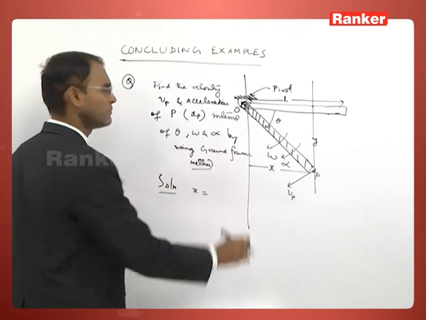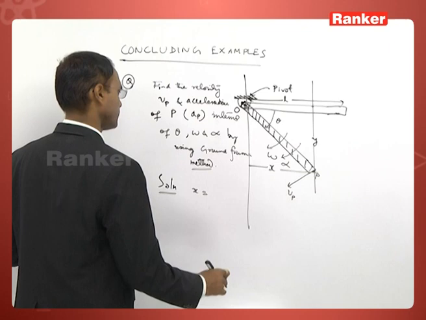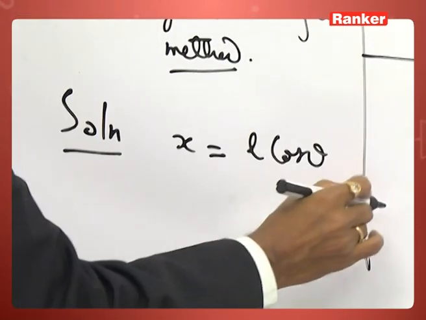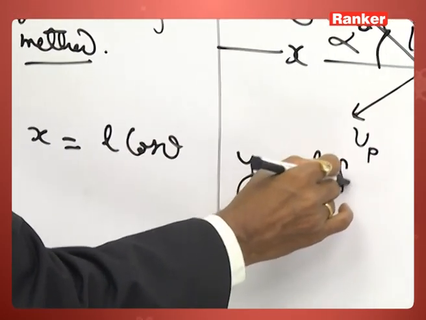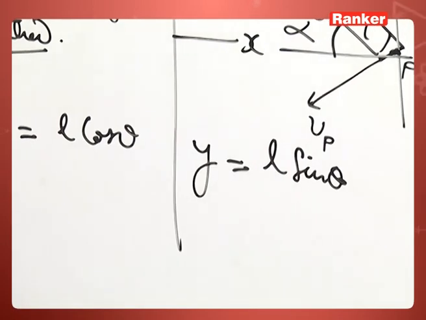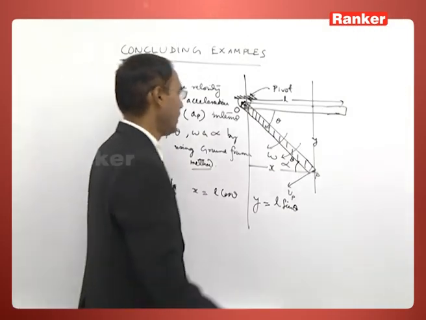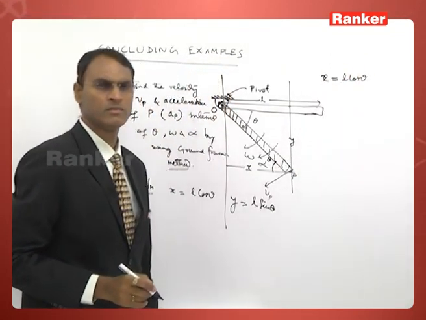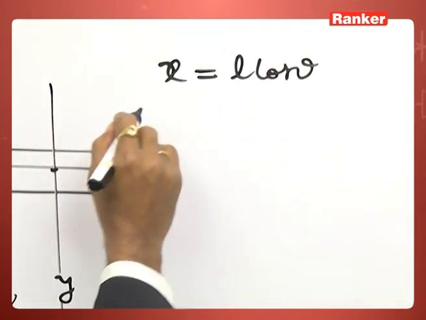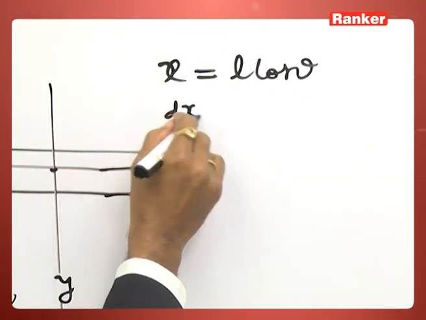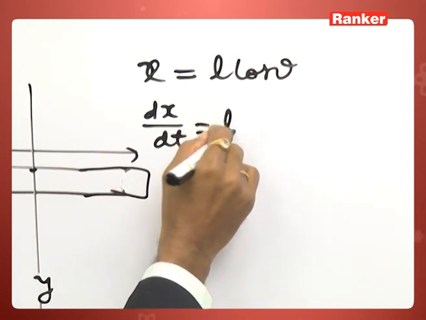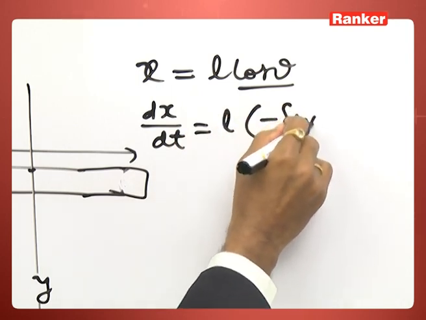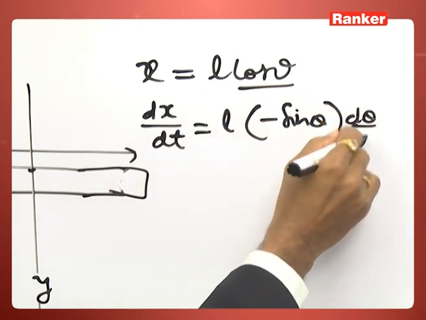x is equal to L cos theta, y is equal to L sin theta. If you write x is equal to L cos theta, differentiating x with respect to time, you get dx by dt equals L, you differentiate cos theta with respect to time, you are getting minus sin theta d theta by dt.